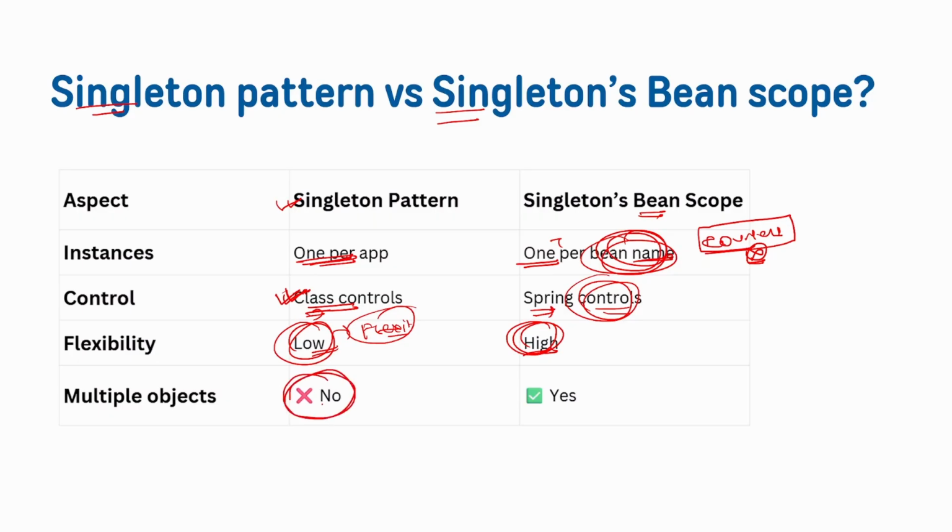Multiple objects of the same class cannot be created in the singleton pattern, but in the singleton bean scope, multiple beans of the same class can be created. They should have different names, and when we inject them, we need to explicitly specify which instance we want to inject in the service.